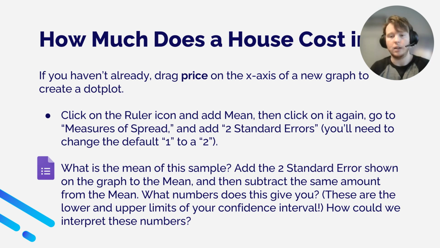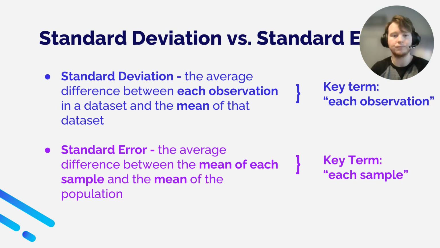Students should add the 2 standard errors shown from the graph to the mean and subtract that same amount from the mean. This will give a lower and upper limit to this confidence interval, which again is a range of values where that true mean could probably fall.